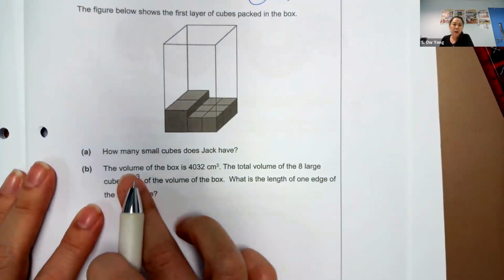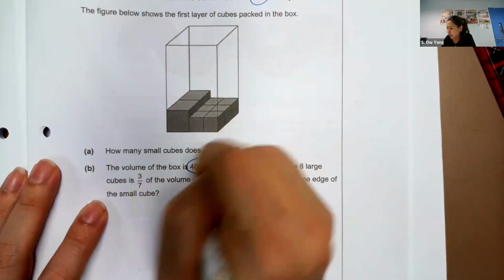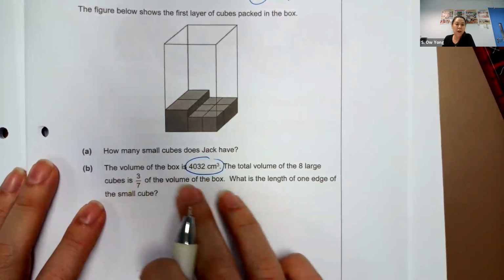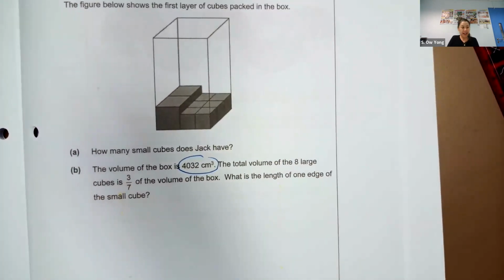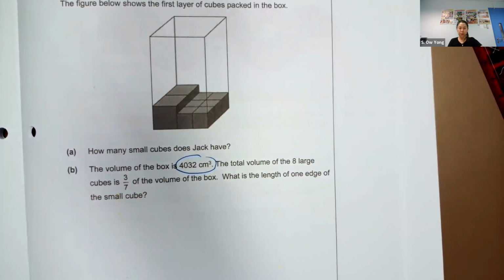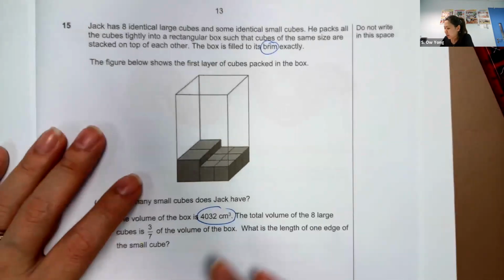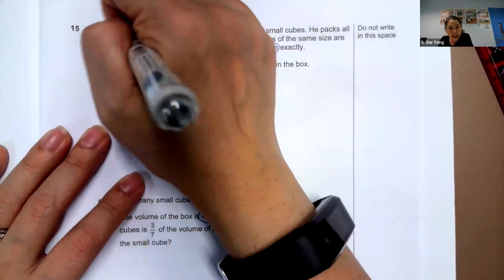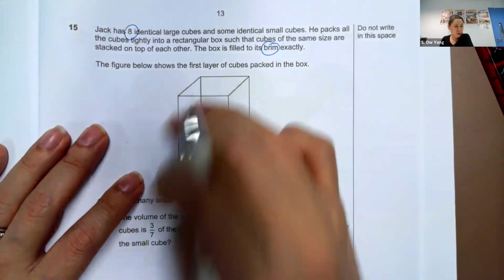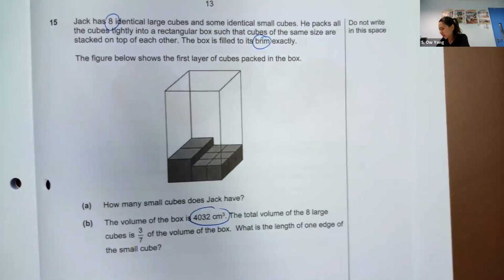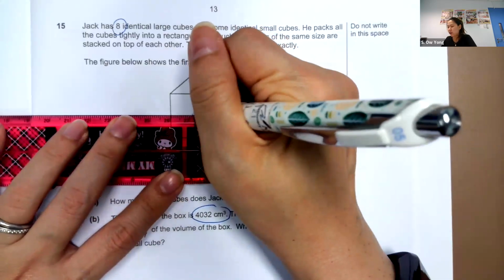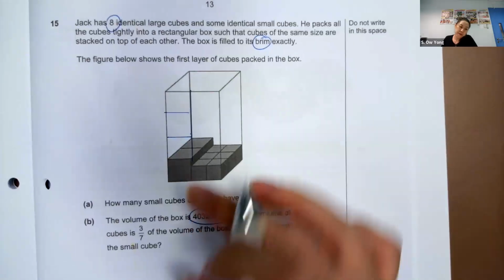This is part A. The volume of the box is 4,032 cubic centimeter. The total volume of the 8 large cubes is 3/7 of the volume of the box. What is the length of the edge of the small cube? Okay, so most of you can tell me, teacher, 8 large identical cubes, now I already got 2, so I know that I can stack another 2, another 2, another 2. Most of you can visualize that you're going to have 4 layers of the large.